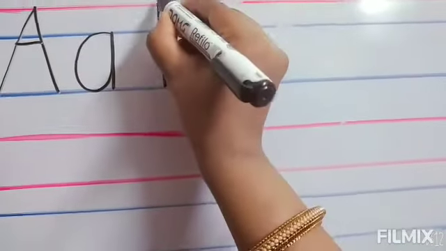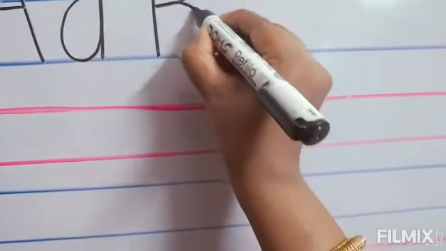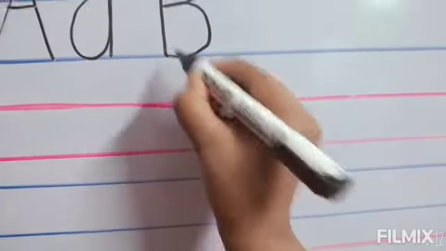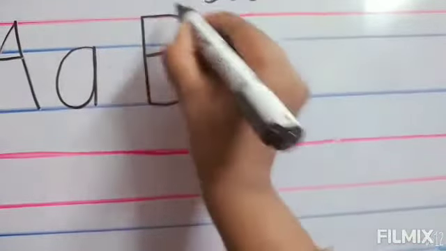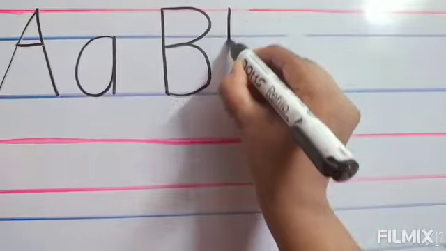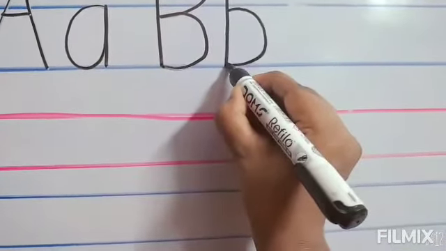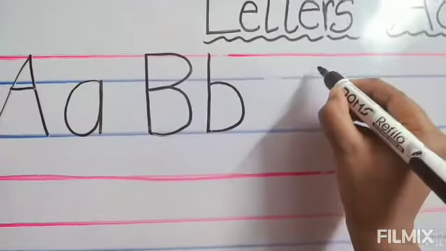What comes after A? B, right? Close curve, standing line, close curve. Now we'll write a small b: standing line and close curve, small b.